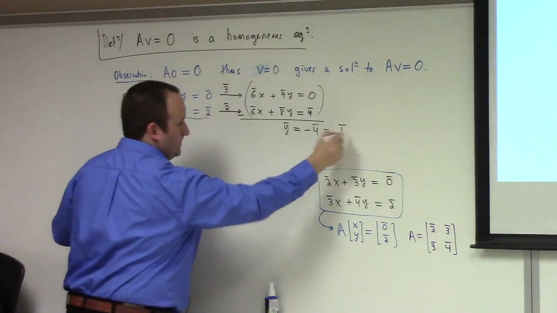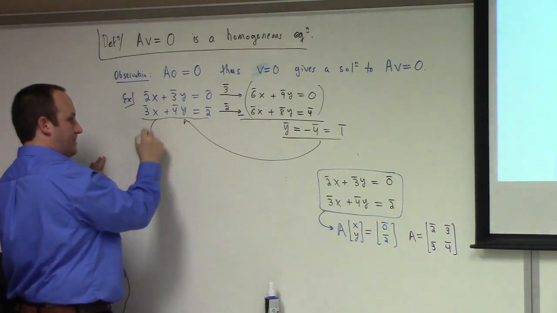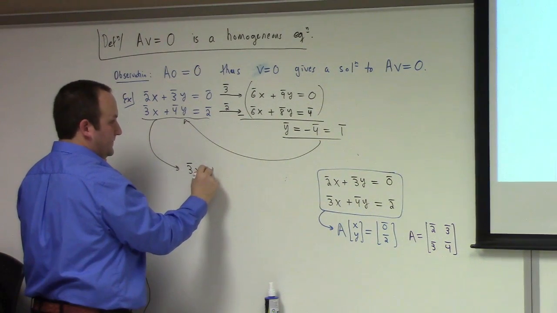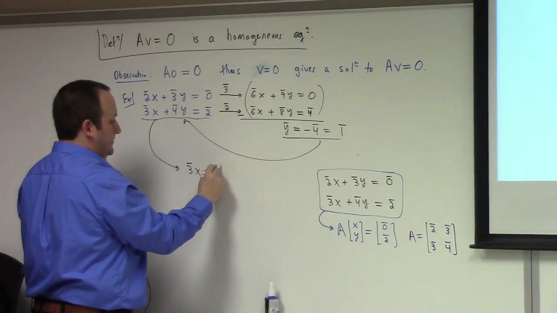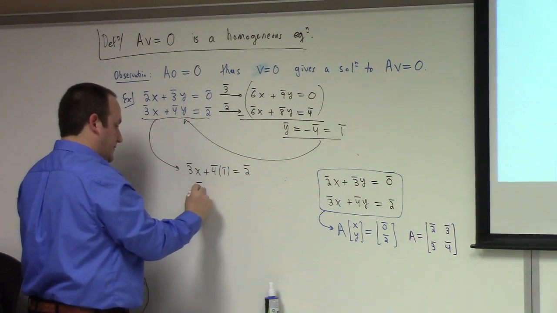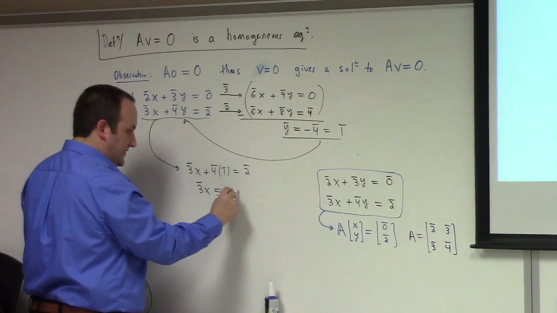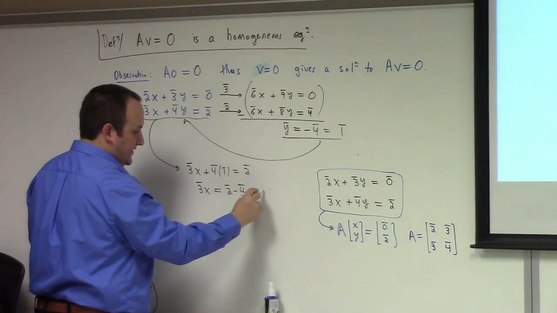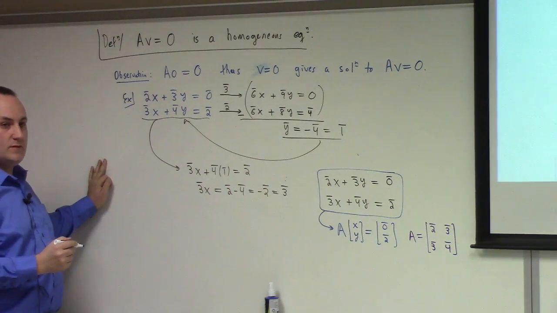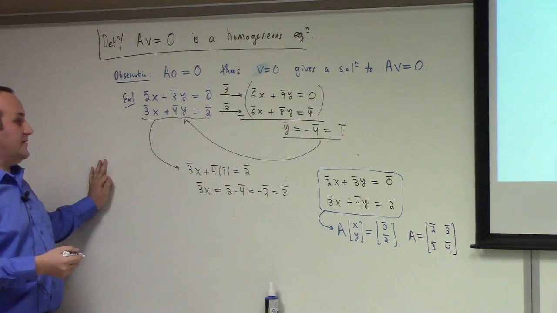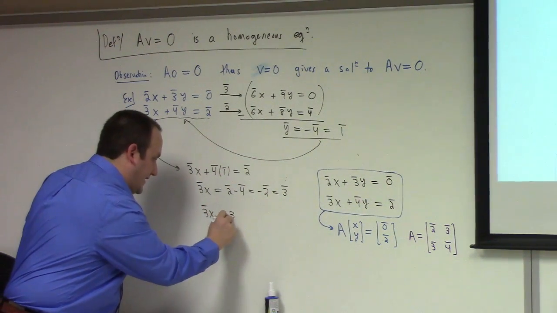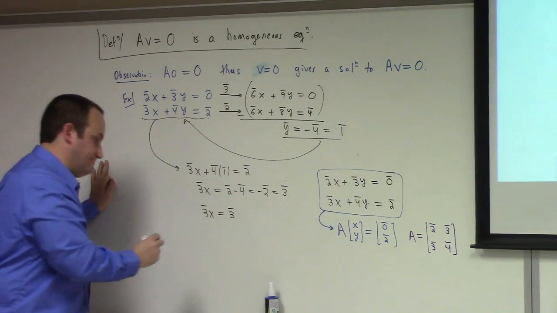So we get what? We get 3 bar x plus 4 bar times 1, right? Equals 2 bar. So that tells me 3 bar times x is equal to 2 minus 4, which is minus 2, which is 3. Right? And, you know, Z mod 5 is a field. So if I've got 3x is equal to 3, I can cancel the 3's, and I get what?